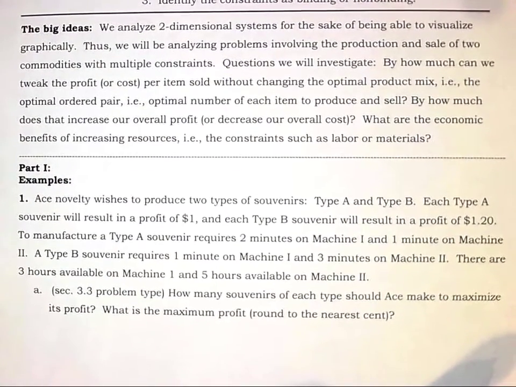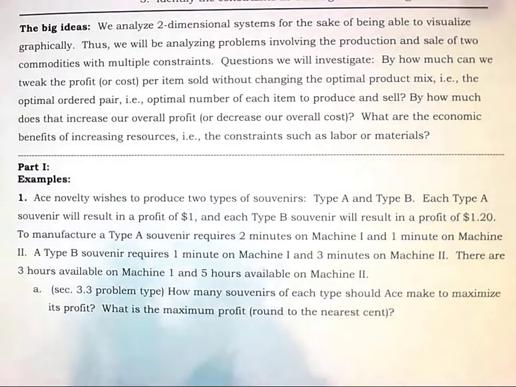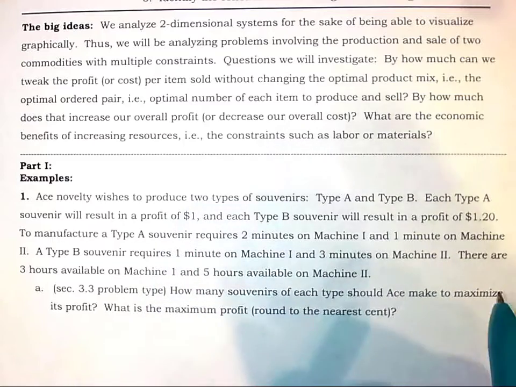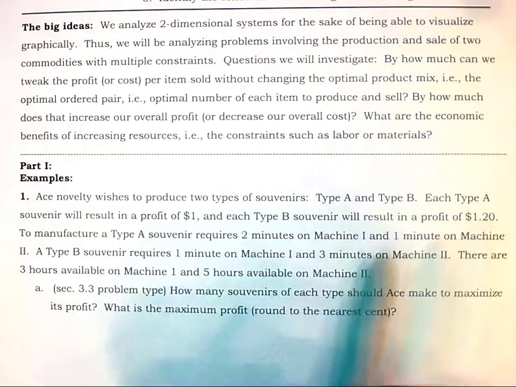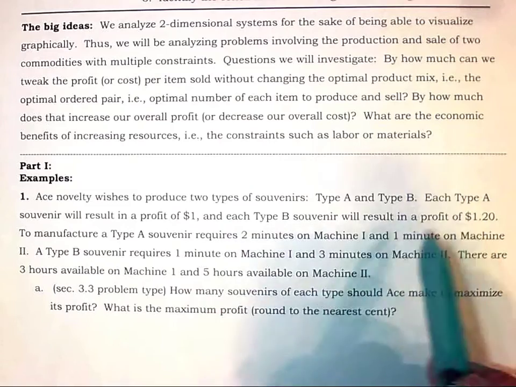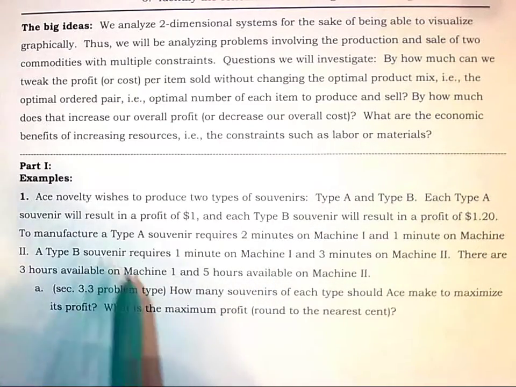The first example, you've seen something similar on your homework in Chapter 3. And you're going to see something else like it in your group work for 3.4. So we've got Ace Novelty producing two types of souvenirs, type A and B. And we are going to stick to two-dimensional systems just for the sake of ease of graphing. Now the type A's result in a $1 profit for now. And type B's are resulting in a $1.20 profit each.